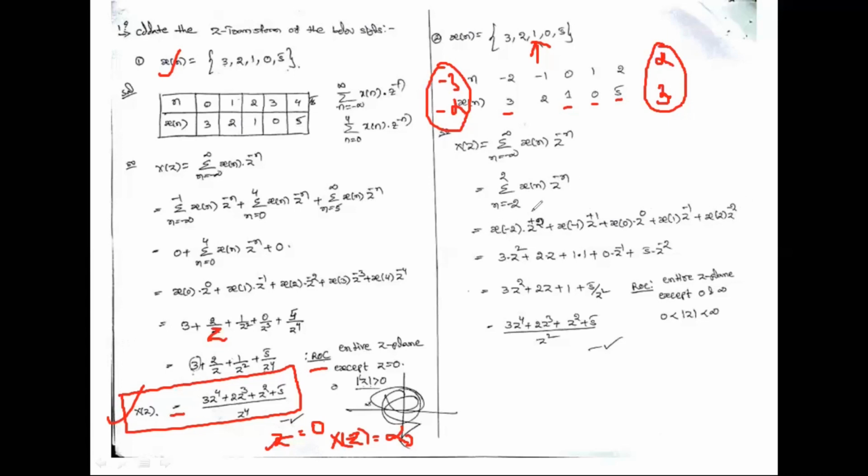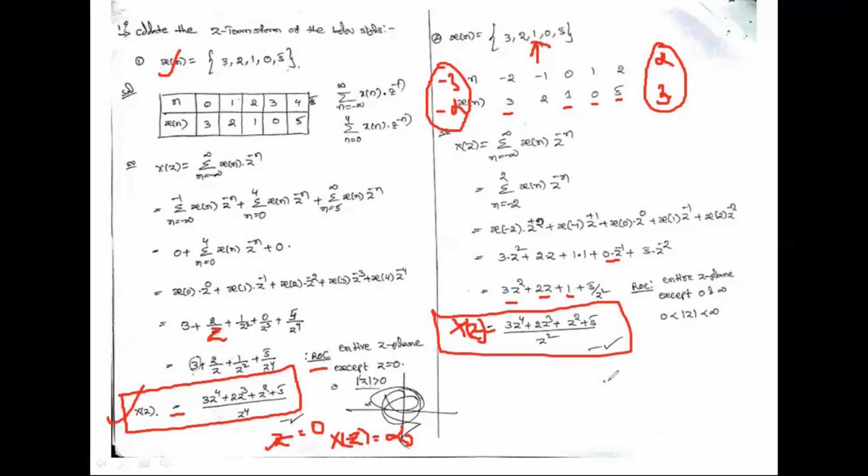So the first term is x of minus 2. By substituting the value of n equal to minus 2, the value is 3 into z square, and here 2 into z, and at 0 the value is 1 into 1, and at n equal to 1, the x of n value is 0, this term, and 5 into z power minus 2. So 3z square, 2z, 1, this value is 0, and 5 by z square. Check the LCM here to get the X of z. 1 by z square we have.